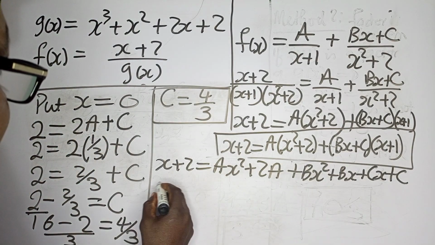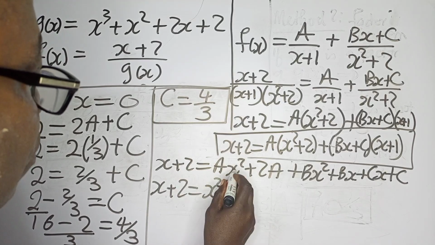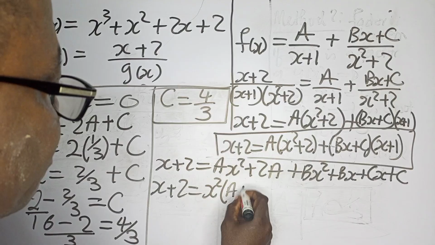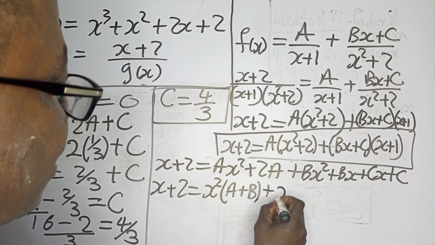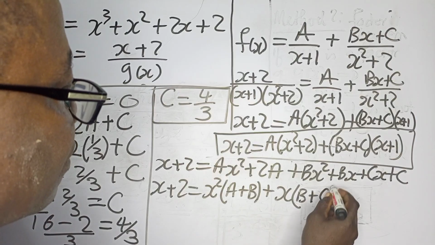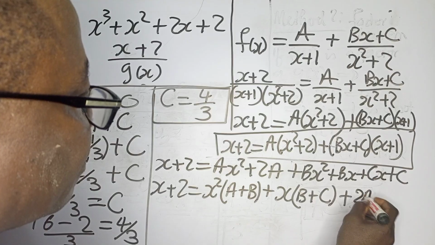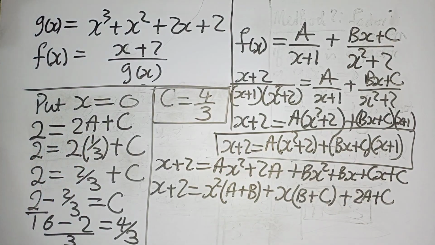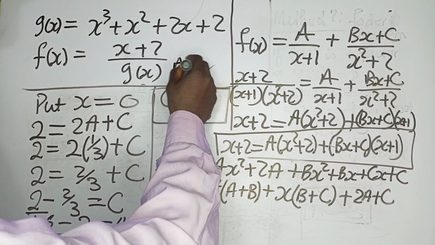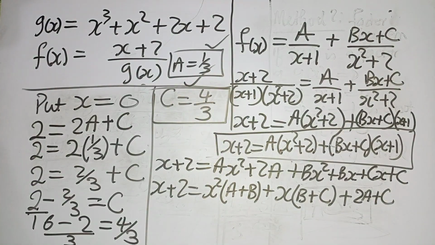So let's arrange things. Let's take the x squared coefficients. X squared, we have a, we have b. Then let's take the x. X will have b and we'll have c. Then the constants, 2a plus c. We already know c and we know a. We know that a is 1/3.